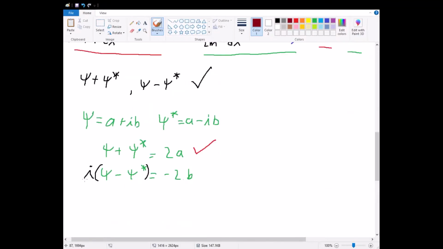So therefore, i multiplied by psi minus psi star is still valid, and as a result of that, we have finished our proof. Given any psi, if it's constant, if it's a complex number, we can always rewrite it in one of these two forms, and as a result, we end up with an equally valid solution that is no longer an imaginary or complex number.